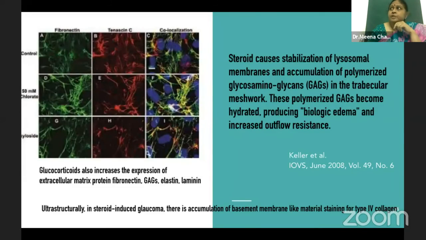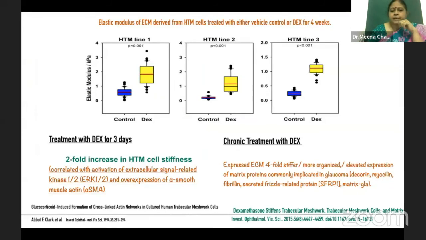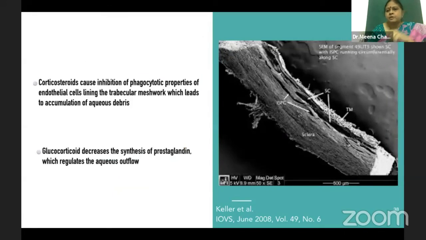Steroids can cause elevation of intraocular pressure by several means. It causes an increase in the extracellular matrix of the trabecular meshwork. It causes accumulation of glycosaminoglycans, which causes a biologic edema, clogging the trabecular meshwork. In addition to that, it causes stiffness of the trabecular meshwork cells by increasing the number of cross-linked actin networks, and the extracellular matrix that is seen is also much stiffer. So we have stiffer trabecular meshwork cells and a stiffer matrix, which could be responsible for an increase in intraocular pressure caused by steroids.